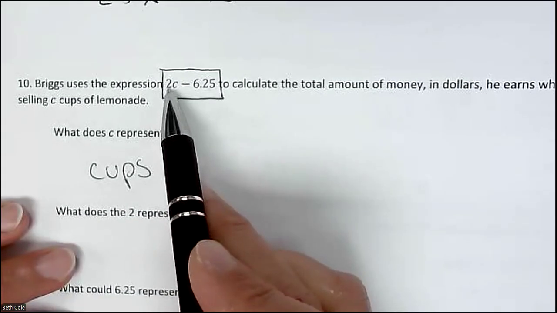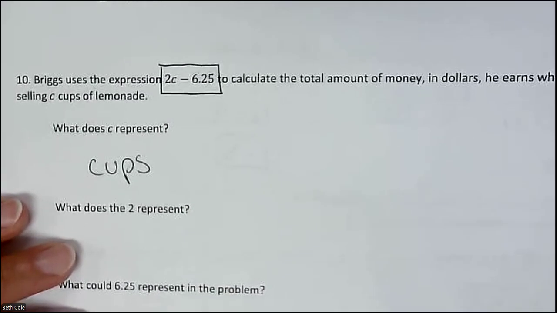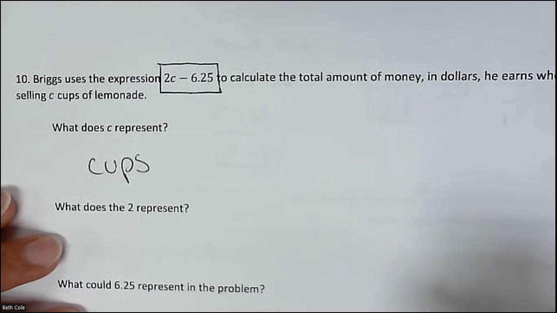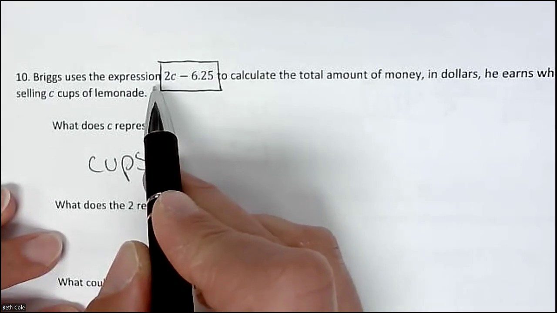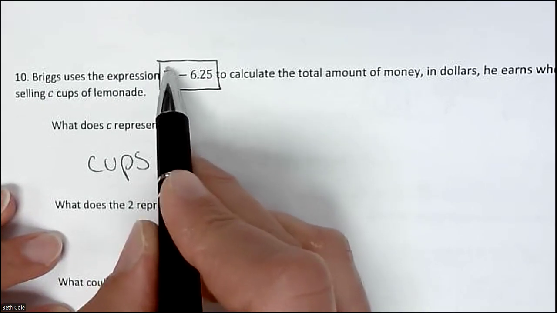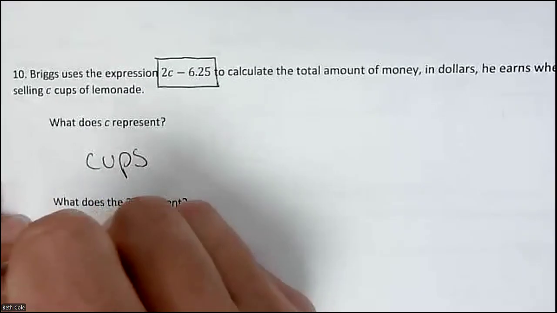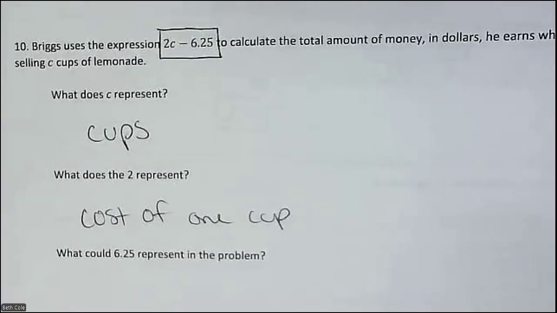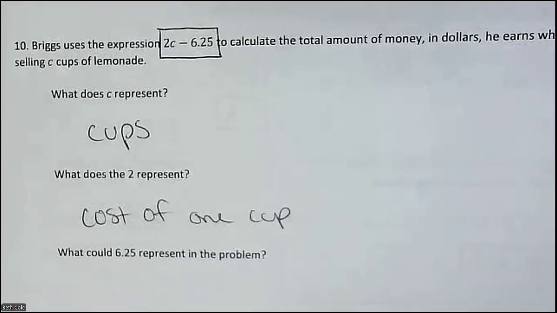What does the 2 represent? Well, if you do 2 times the number of cups, 2 times C, what does the 2 represent? Well, no, C is the cups. So 2 is what? The amount that a cup costs. Good, good. Cost of 1 cup. That was like in the previous one, how we did 25 times the number of hours. He's charging $2 per cup, all right?